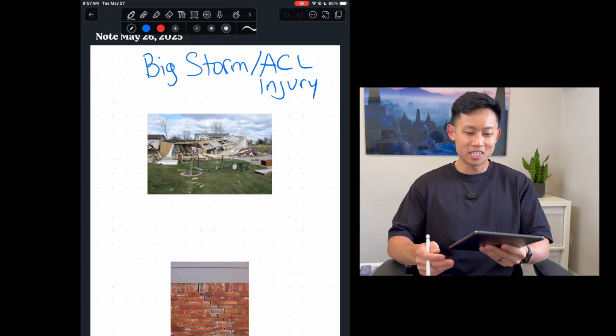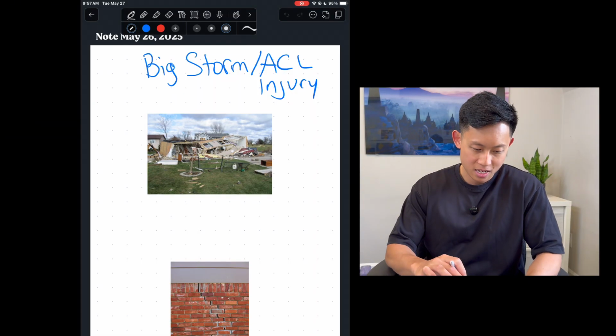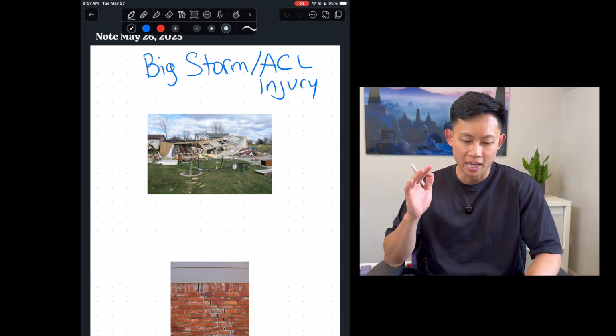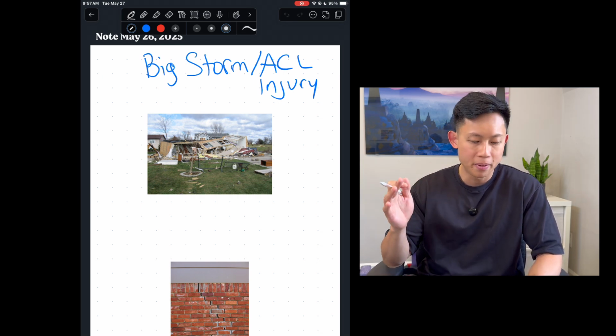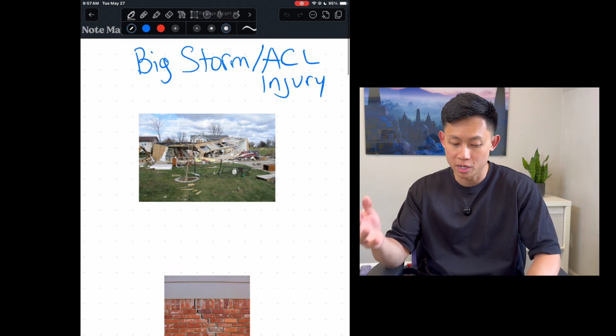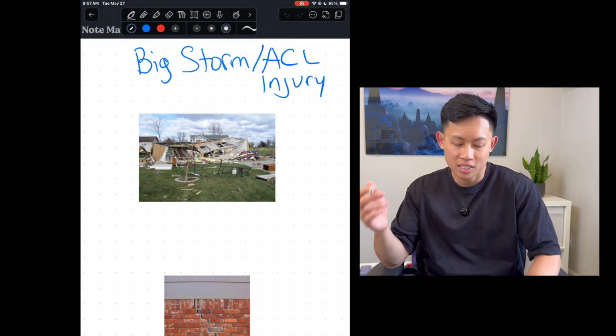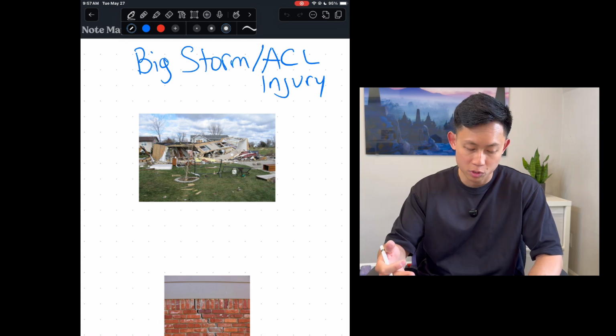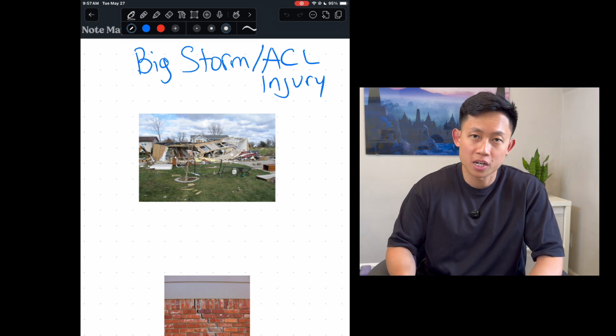Okay, so we're gonna start with an analogy here. We're gonna pretend like the ACL injury is basically like a big storm or big hurricane that came, right? The house is your body or your knee, right? So the ACL injury happened because of a big storm. In this case, it could be like a non-contact soccer injury.